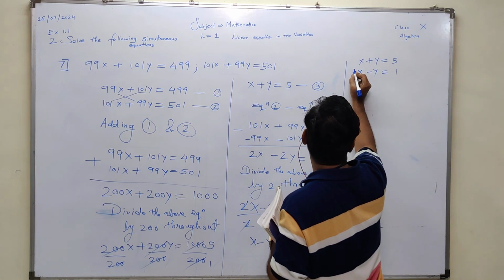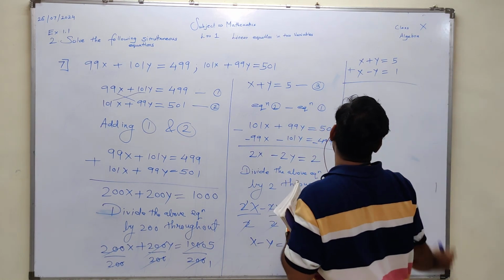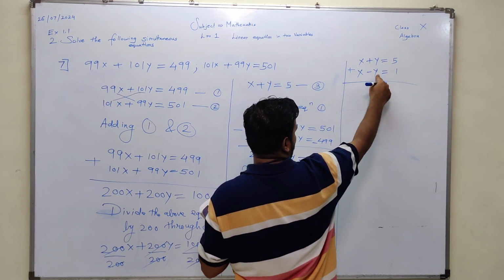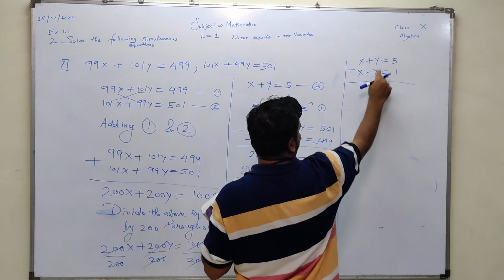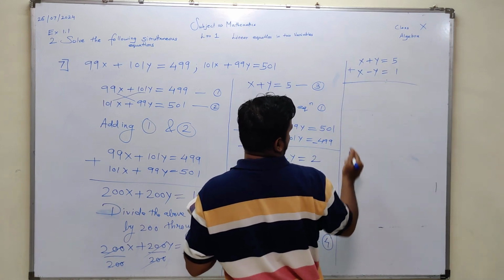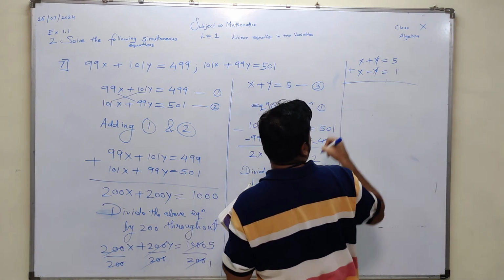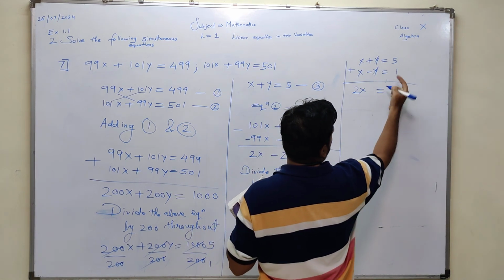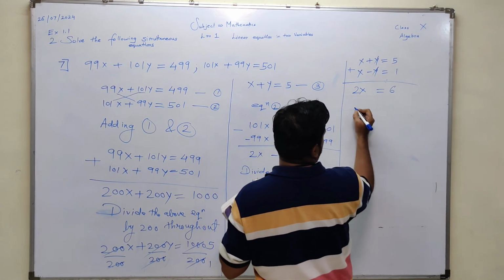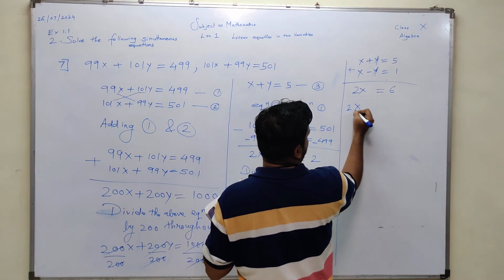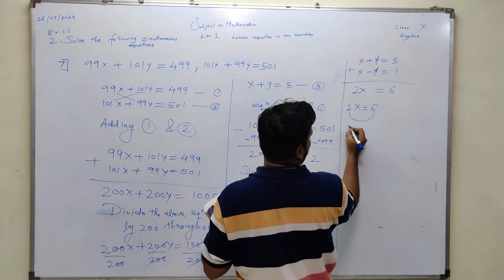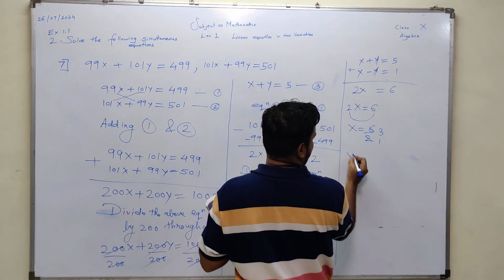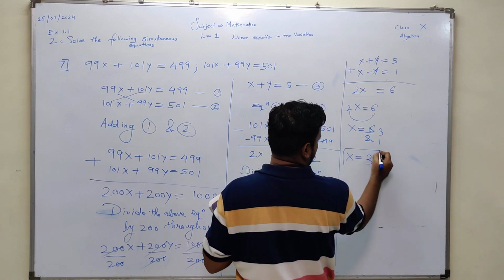I will add both the equation, no need to subtract, because already we are having here y and minus y. So we can cancel out y, we can eliminate y, and we can get the value of x. So this plus y and minus y will get cancelled. x plus x, you will get 2x is equal to 5 plus 1, you will get 6. So 2x is equal to 6. This 2 will go down. x is equal to 6 upon 2. 2 ones are 2, 2 threes are 6. x is equal to 3.